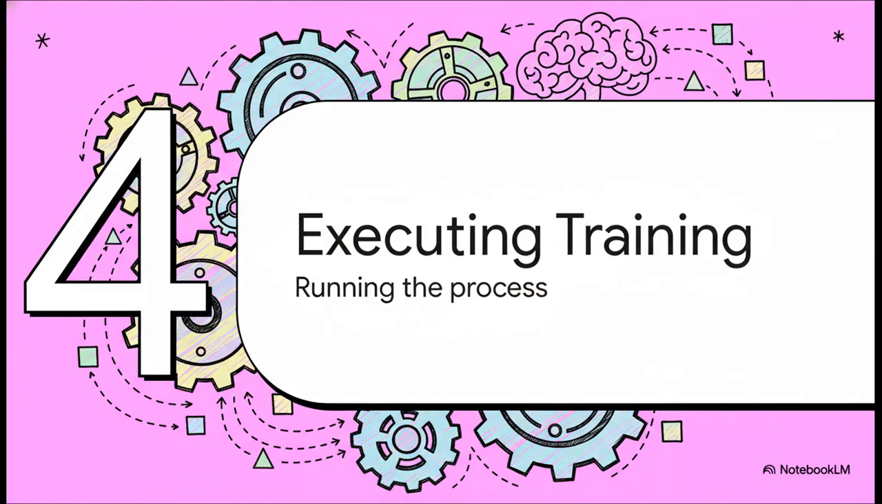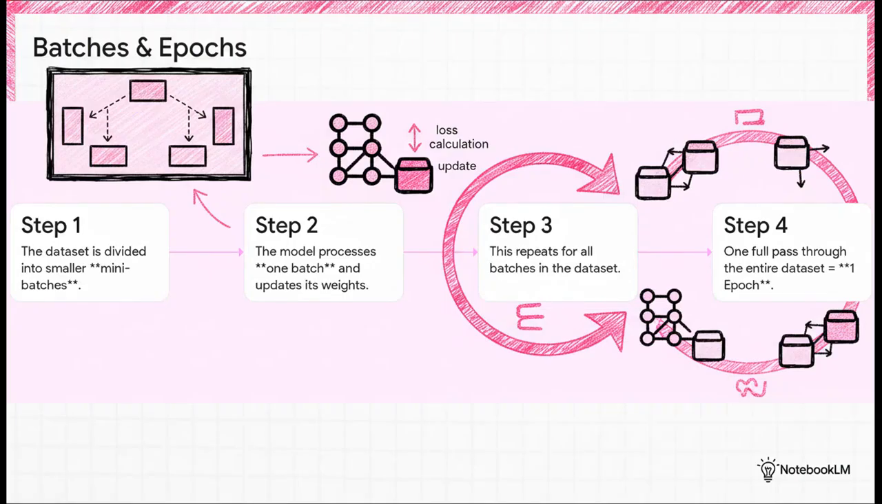All right, our engine is built and tuned. Now it's time to fire it up and actually start learning. This brings us to the final set of controls, the ones for executing the training loop. Okay, let's quickly clear up two terms you will hear all the time: batches and epochs. It's actually pretty simple. Instead of showing the model all the data at once, we break the data set into smaller chunks, or mini batches.